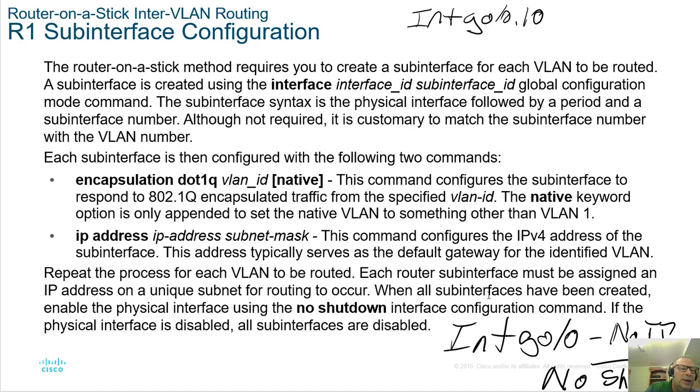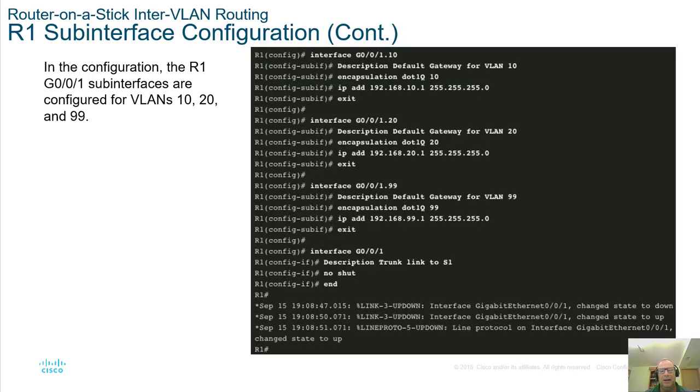Oh, the other thing too, in most cases with Cisco, it doesn't matter the order that you put in the commands. In this case, it does. The encapsulation line has to be first, and the IP address has to be second. You can't do them backwards. If you try to put the IP address in on a sub-interface before you put the encapsulation in, it'll just give you an error message. You can't do it.